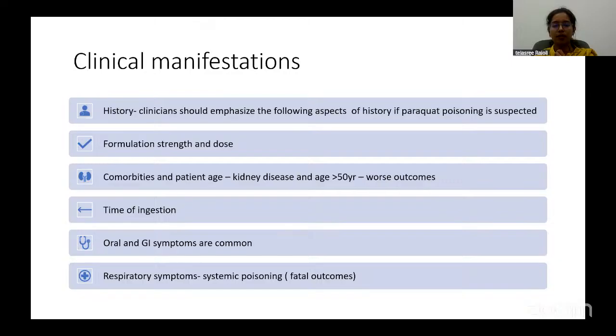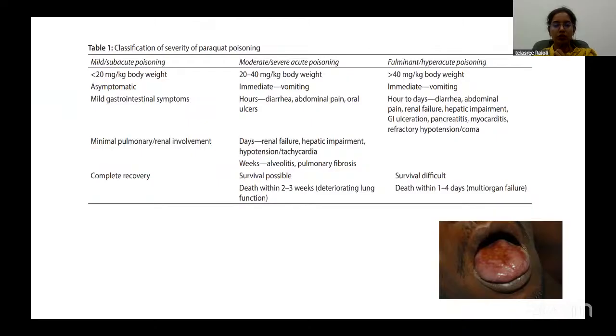Oral and GI symptoms are very common. If the patient has tachycardia and hypotension, that means the patient has systemic toxicity, and usually it leads to fatal outcomes. To divide the severity of paraquat poisoning, we have mild, moderate, and fulminant types.